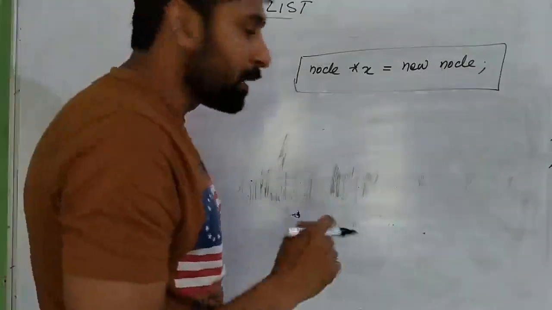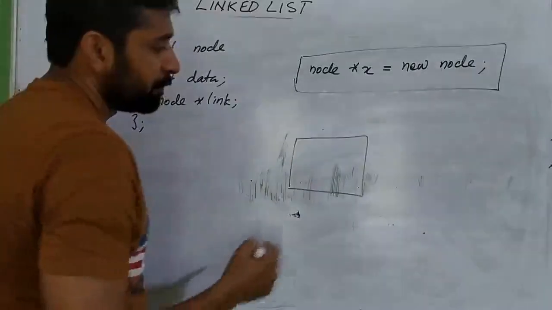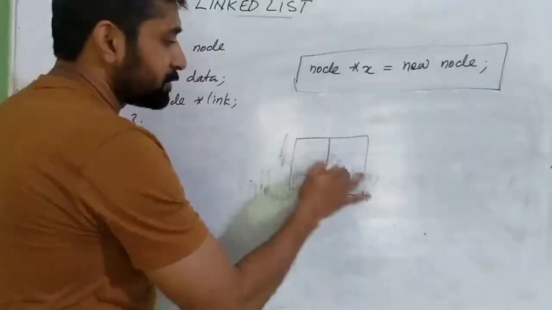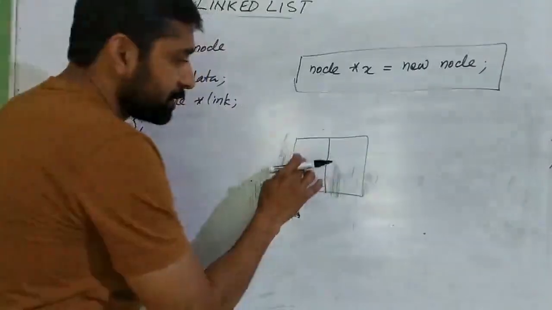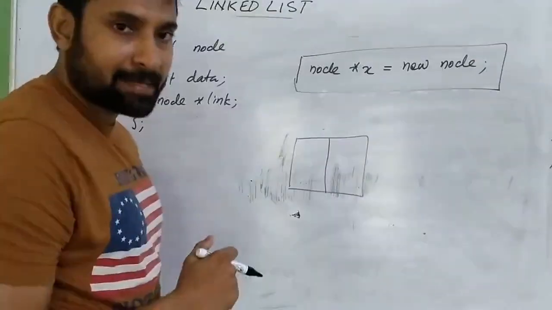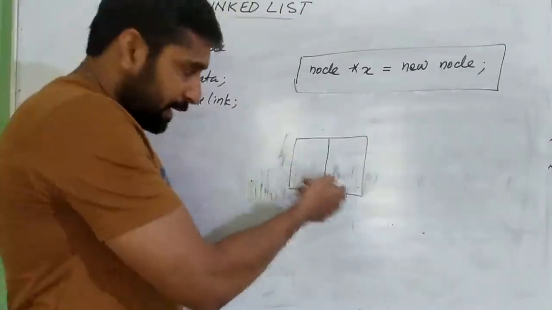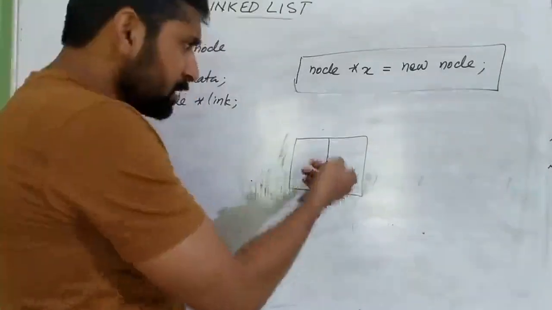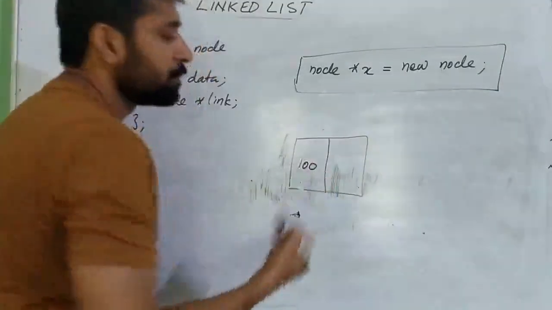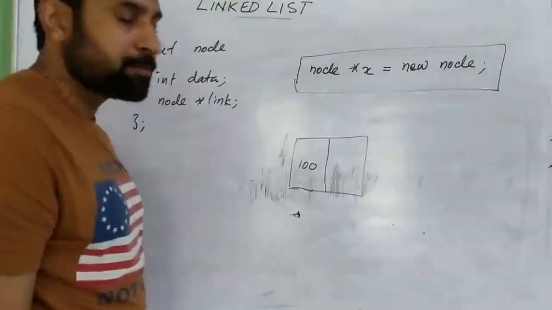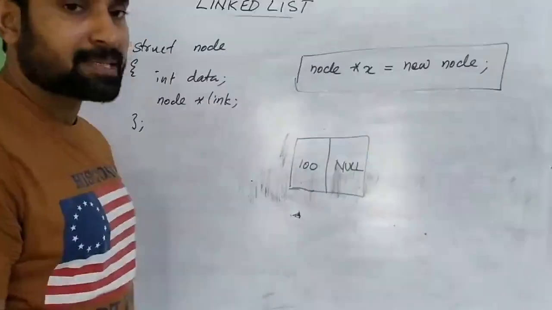This will allocate memory. Say, let this be the memory allocated. It has two parts, the data part and link part. Here it can store the address, here it can store the data. Now the next step is insert the data and assign the link part with null. So the data to be inserted into the node, let it be 100. Right? Now we assign null here. So that's the second step.